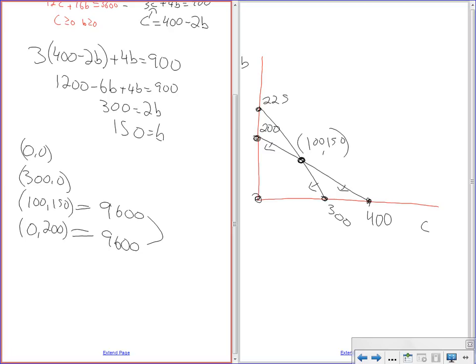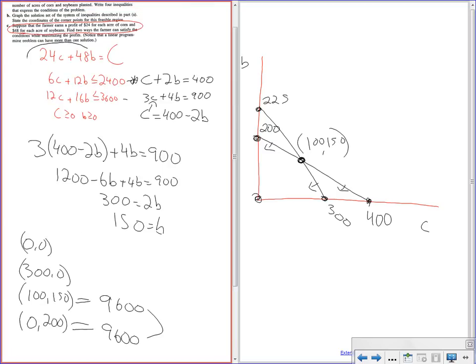The main equation was that I was earning $24 for corn and $48 per bean.